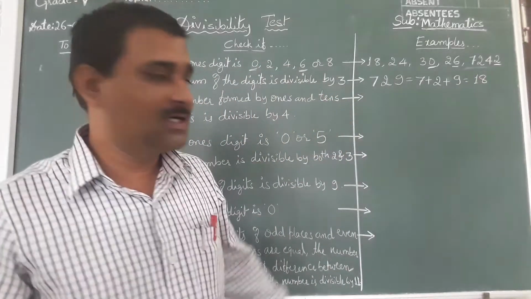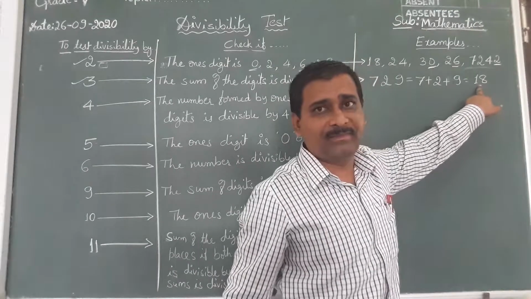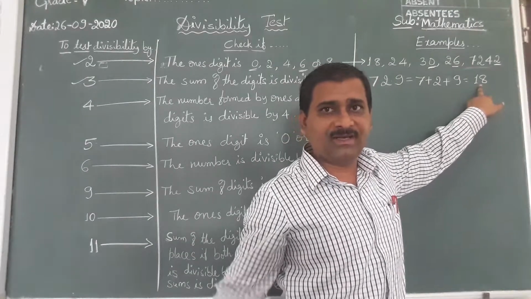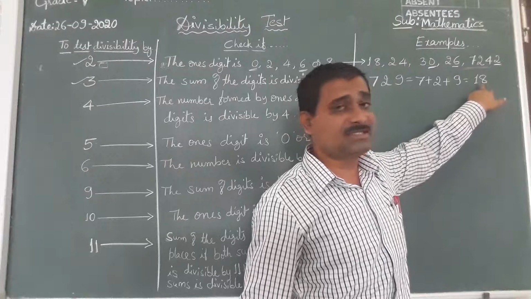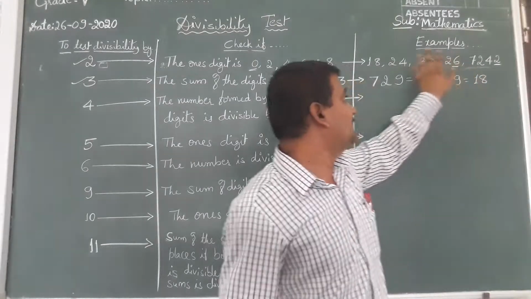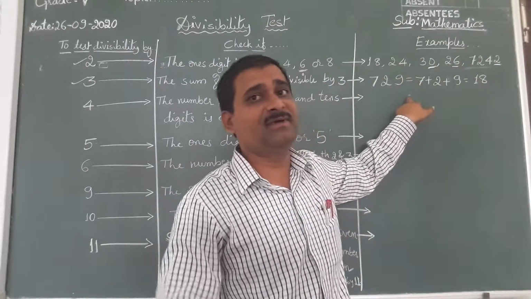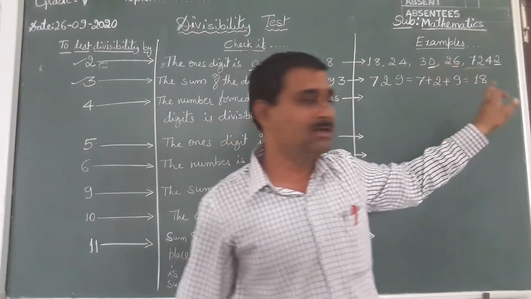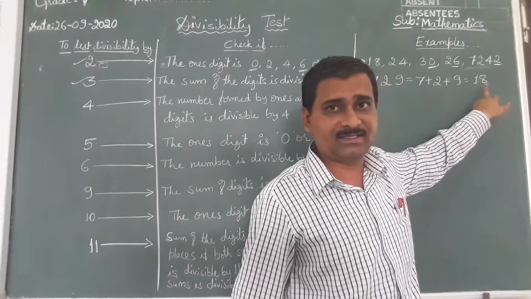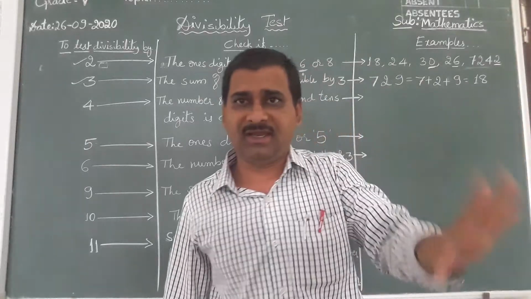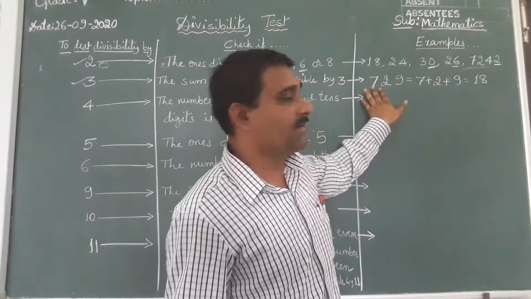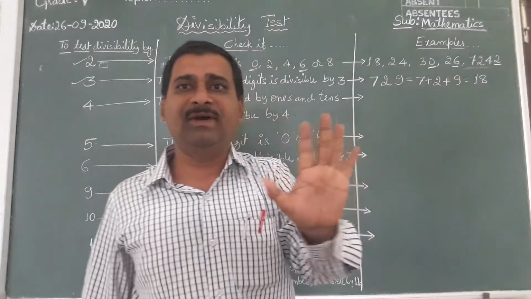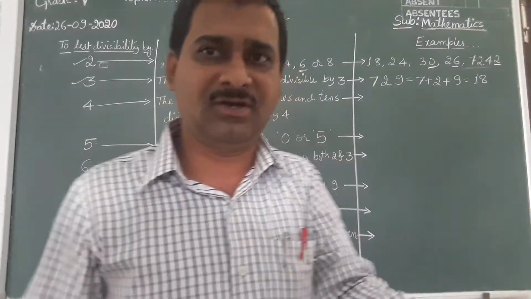Now you should check this sum, if it is divisible by 3. If this sum is divisible by 3, then 729 is divisible by 3. 18 is divisible by 3, no? 3 sixes are 18. 3 sixes are 18, yes. 18 is divisible by 3. Therefore, 729 is divisible by 3. Like this we will come to the conclusion.